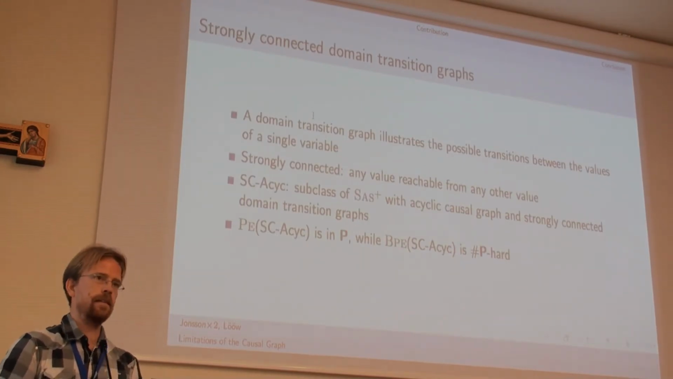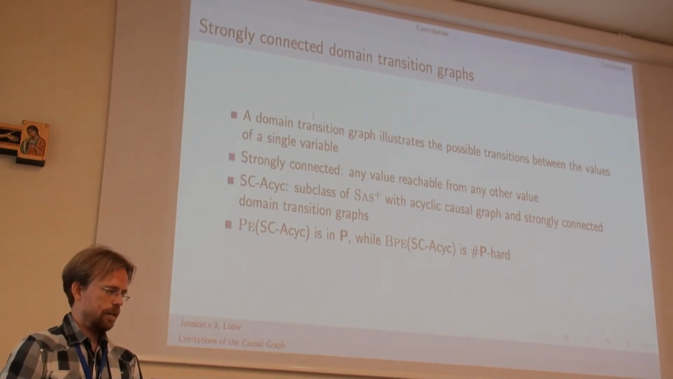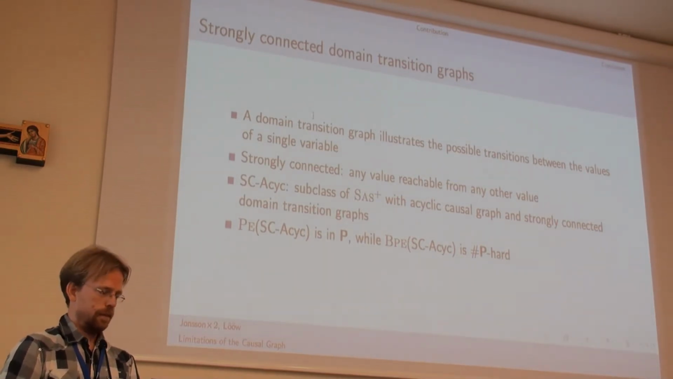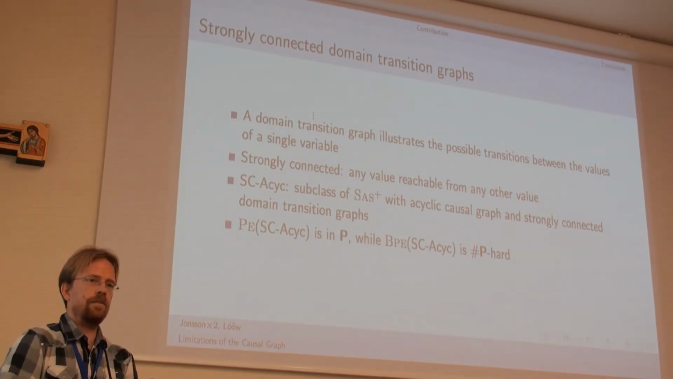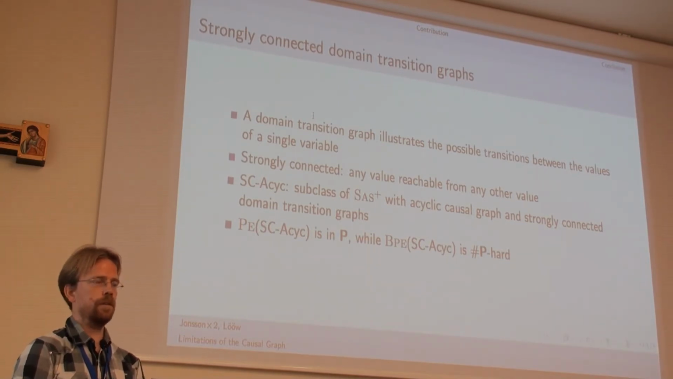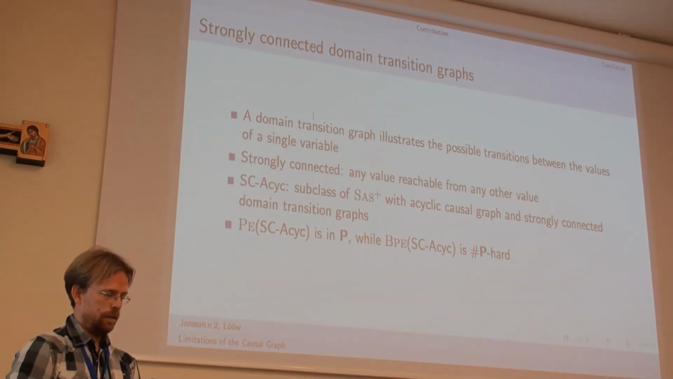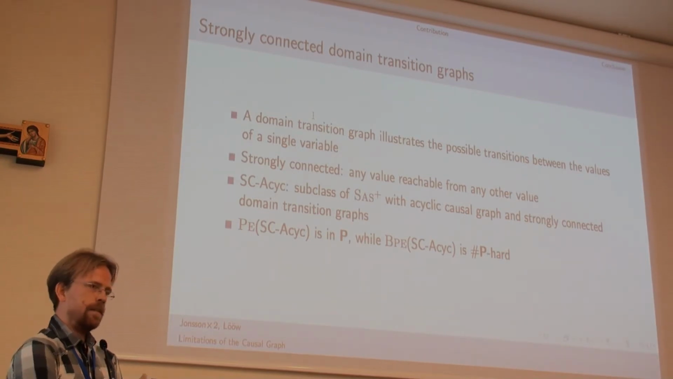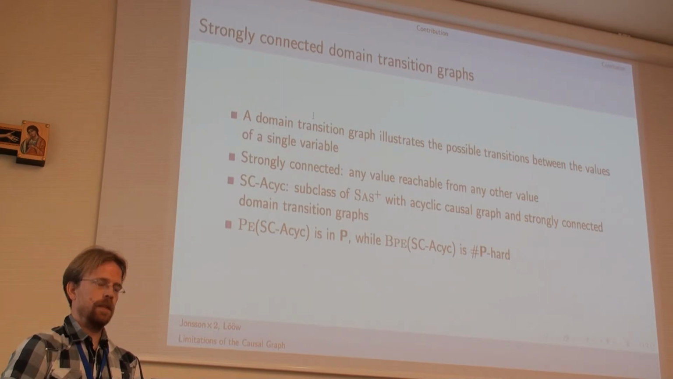So the second result is on this restricted domain where the variables have strongly connected domain transition graphs. So the domain transition graph illustrates possible transitions between the values of an individual variable. And the fact that they are strongly connected means you can reach any value from any other value, although the preconditions might not always be satisfied. So we define this subclass of SAS with a cyclic causal graph and strongly connected domain transition graphs.